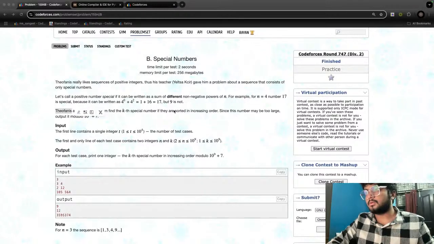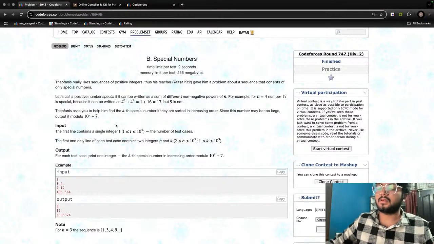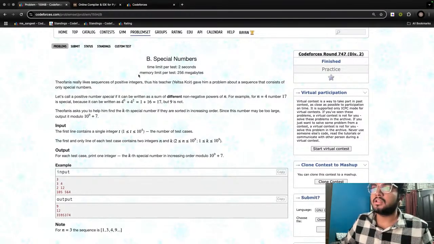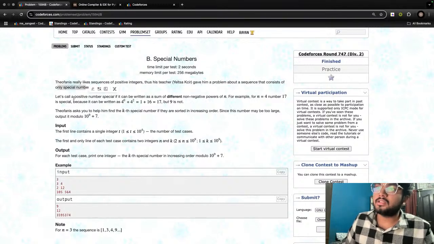Let's start with the second question from the Bit Manipulation Power Set question series from Striver CP Sheet. The question says Theofanis really likes sequences of positive integers. Thus, his teacher gave him a problem about a sequence that consists only of special numbers. Let's call a positive number special if it can be written as a sum of different non-negative powers of n.